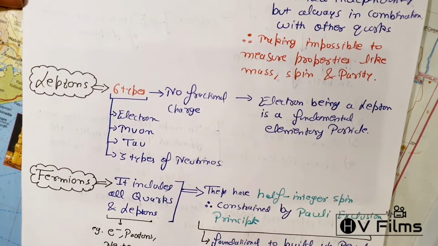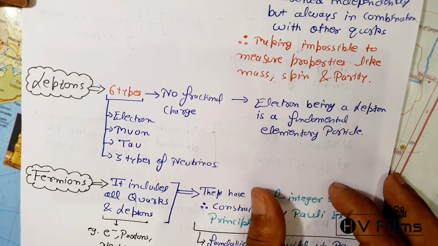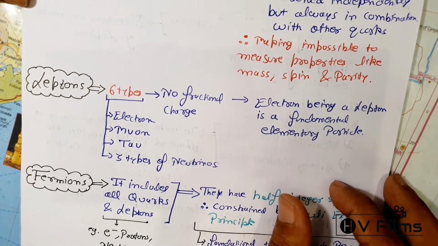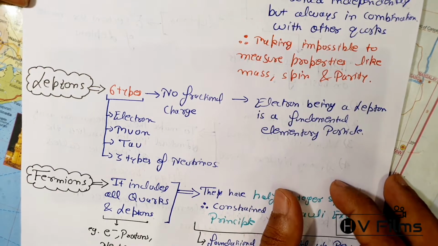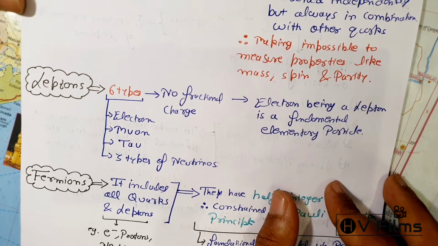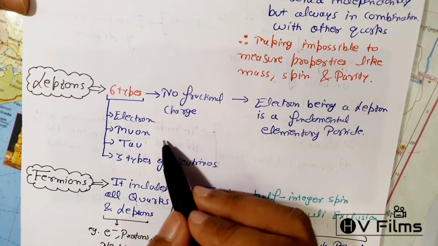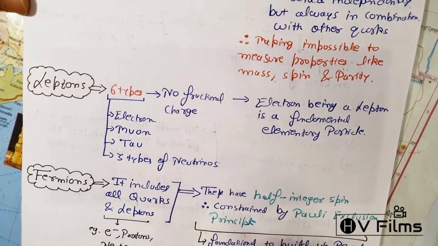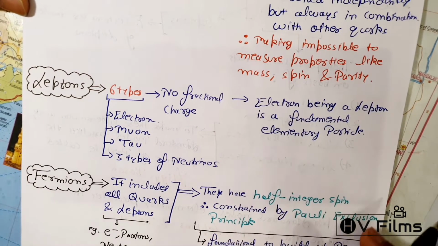The next one in the series is the leptons. As we have said, the electron is also a lepton. Generally, they have a fractional charge. Actually, they have no fractional charge at all. Now, leptons in standard physics have been described in 6 types: the electron, muon, tau, as well as 3 types of neutrinos. So these are the 6 types of leptons which exist in standard physics.